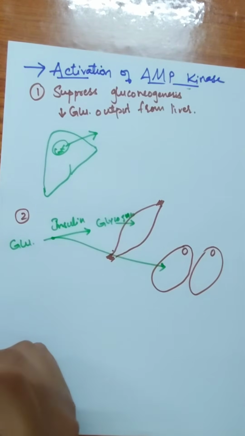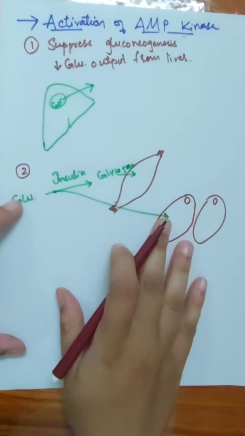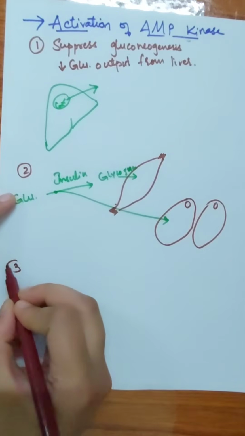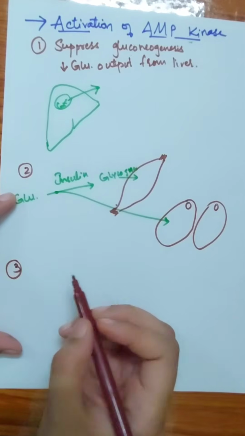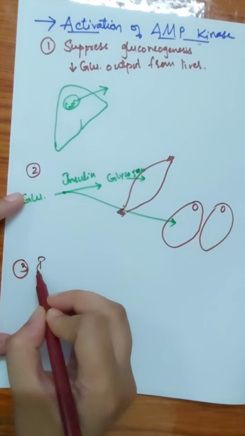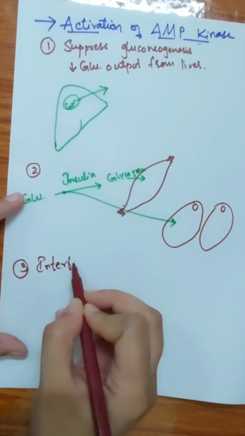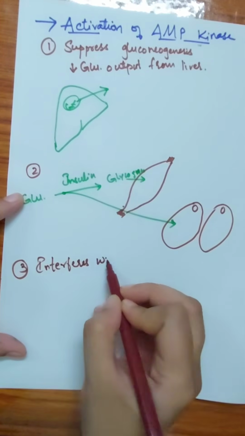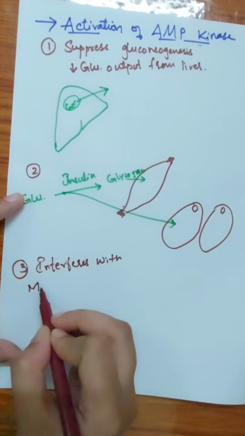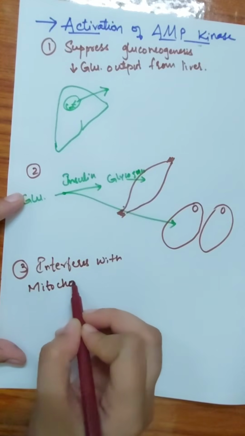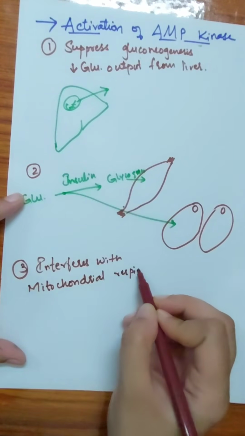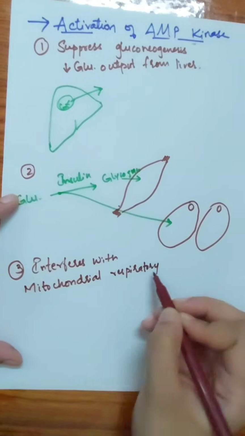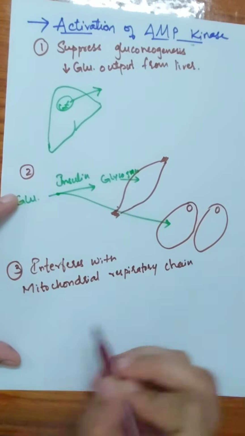And next, coming to the third mechanism of your metformin. The third mechanism is, it interferes with the mitochondrial respiratory chain.